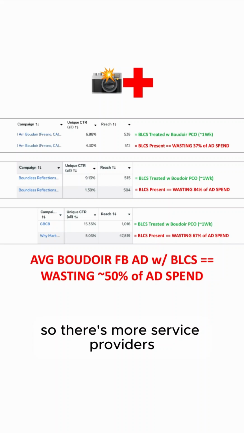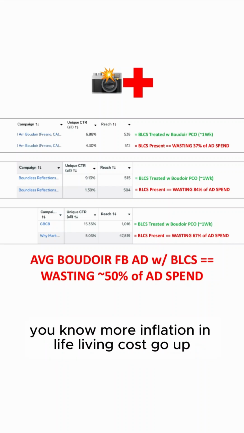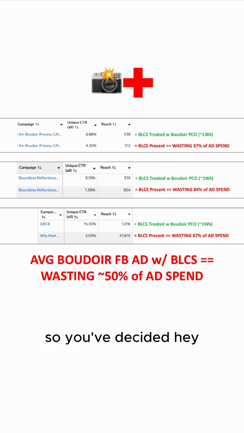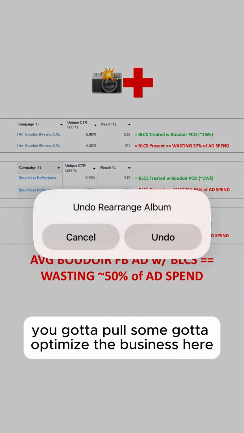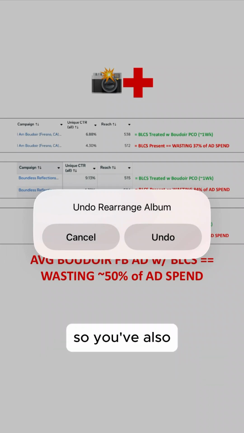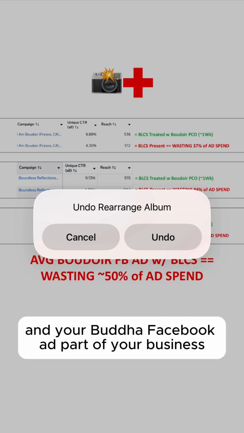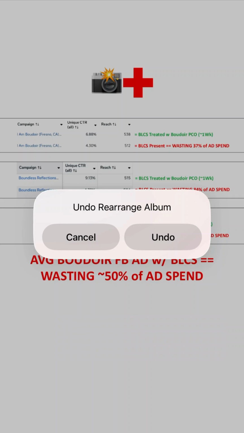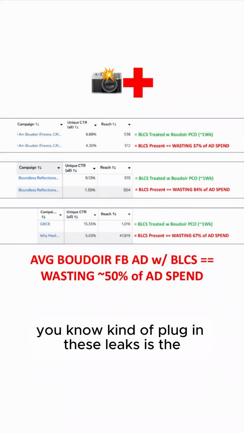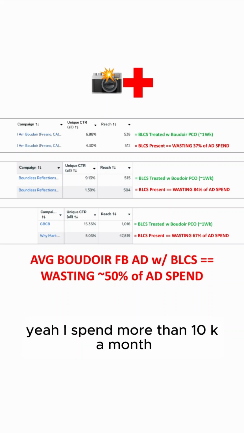So there's more service providers, same number of buyers, more competition, and you're also seeing more inflation in life, living costs go up. So you decided, hey, you've got to optimize the business here, pull some more profit out of it, tighten up the ship. So you've pulled out some profits from other places, optimized stuff there, and now you decide you're ready to do it in your Boudoir Facebook ad part of your business, by plugging these leaks. That's the biggest first thing to do, if you spend more than 10K a month.